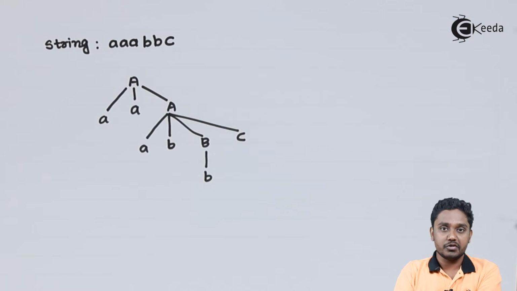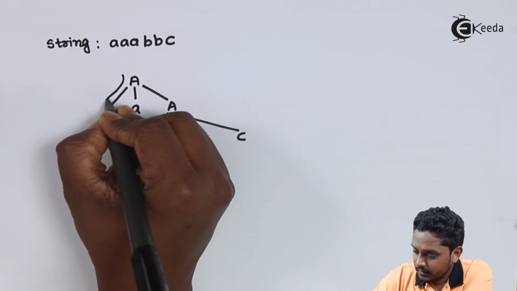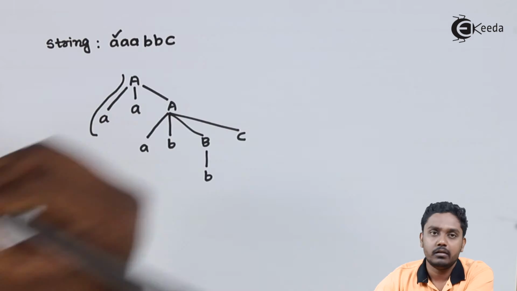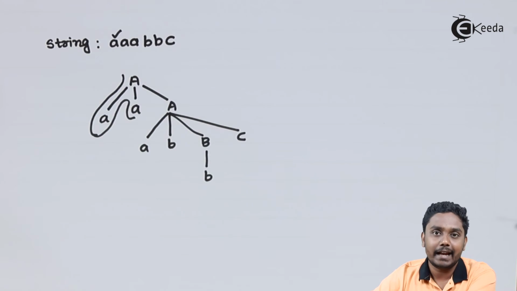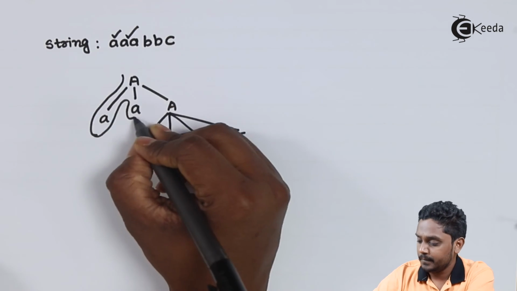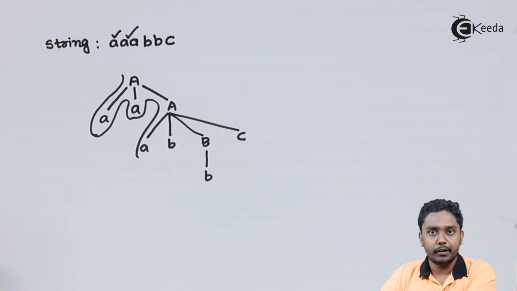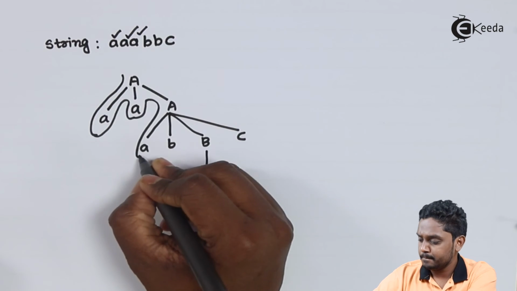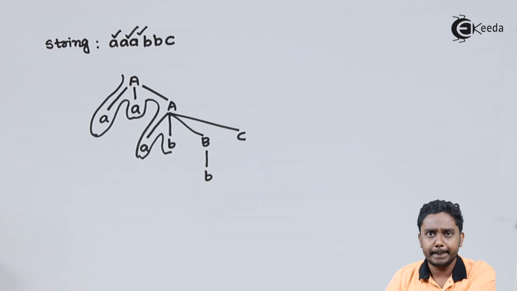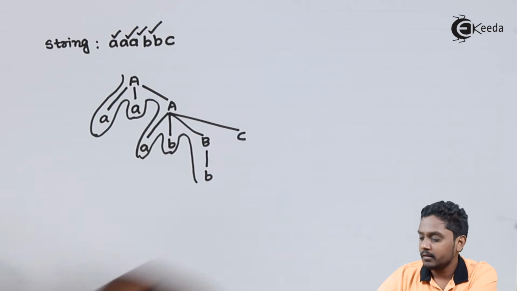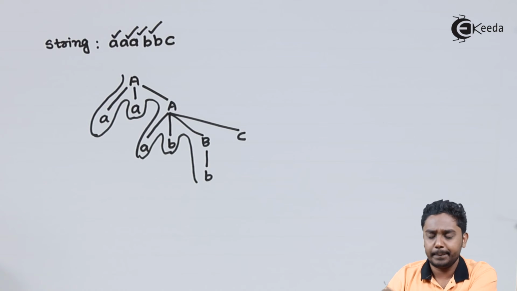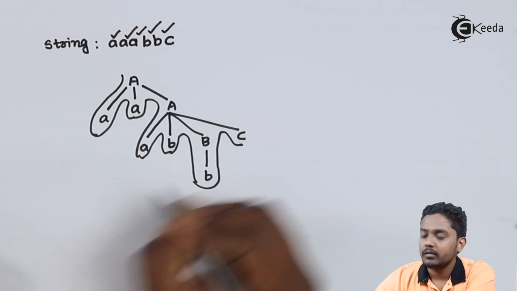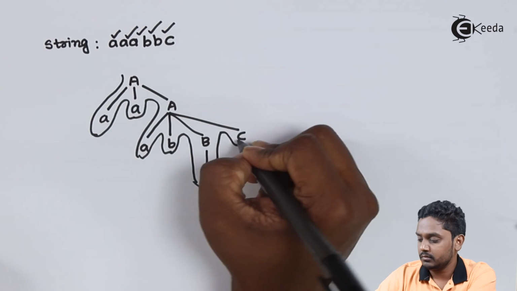Let us read the yield of the tree. A, second A, third A, followed by a B, followed by one more B, followed by a C.